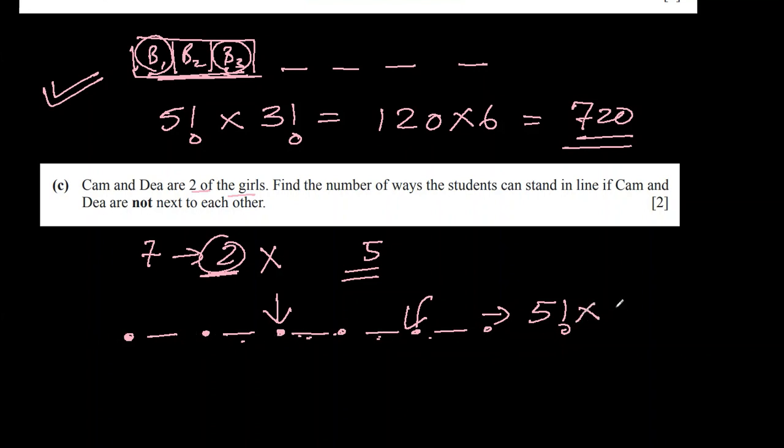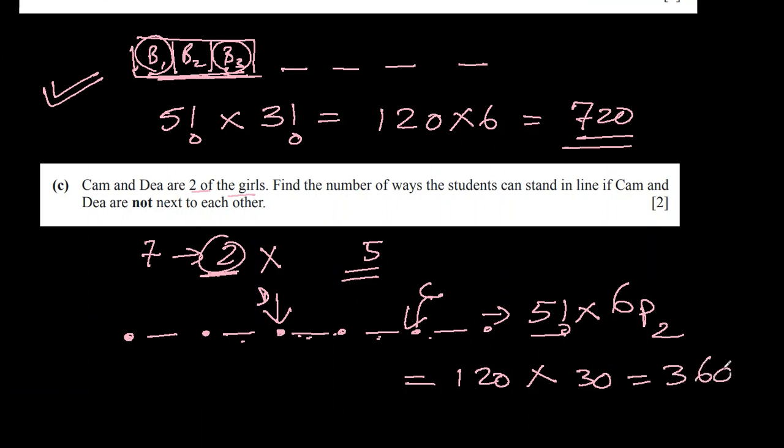And I said choose, we use combination for choosing, right? But here the order is important. If Dia is here and Cam is here, or they change their places, the order is different. It becomes a different arrangement. So we'll not use C here. We will use P. There are total 6 places. We have to put C and D in those 6 places and we'll get our arrangement. When I use my calculator, 120, yes, it's 120, and then we have 30, 6P2 is 30, 3600 arrangements. Let's move on to the next one.